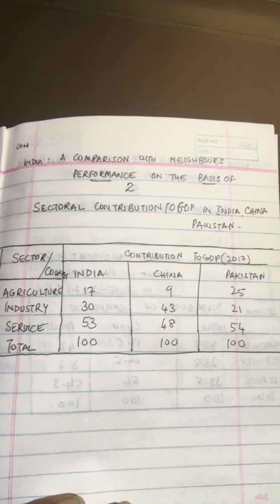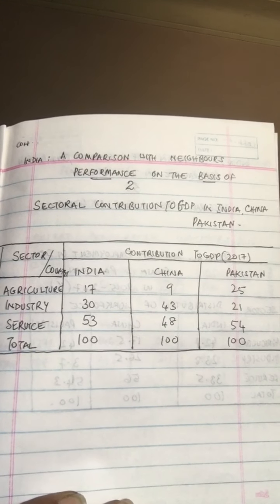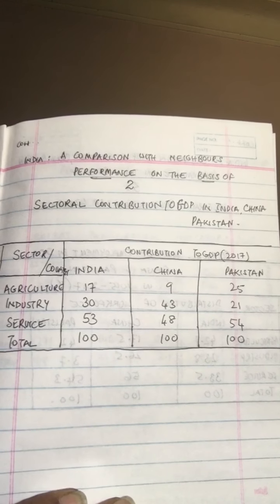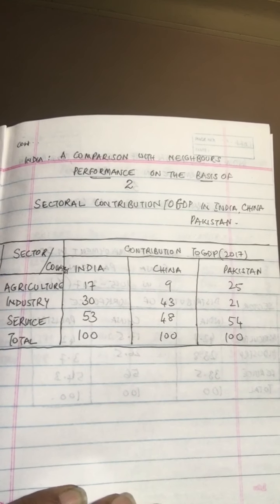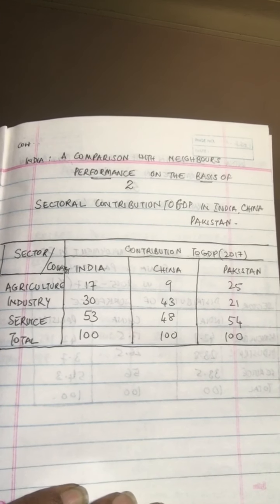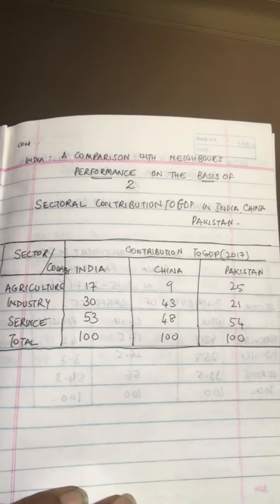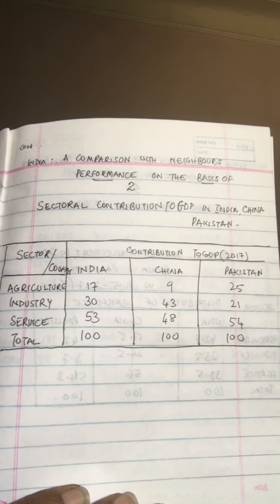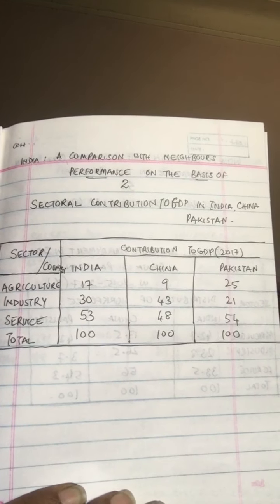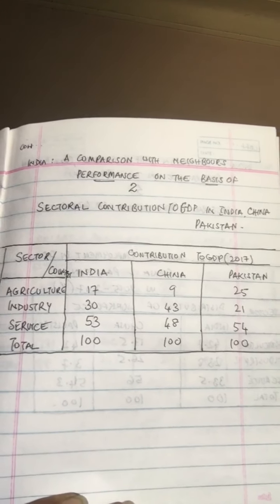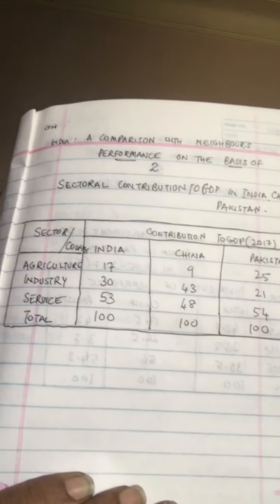So we see in China the contribution of agriculture to GDP was 9% in 2015-17. In India it was 17%, and in Pakistan it was 25%. And one can just interpret the second table, number 2, and see what it is.